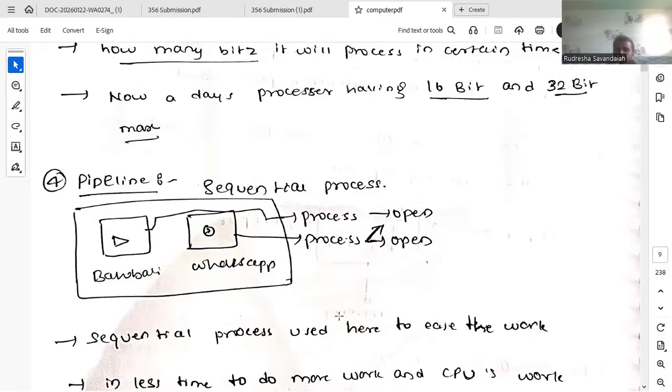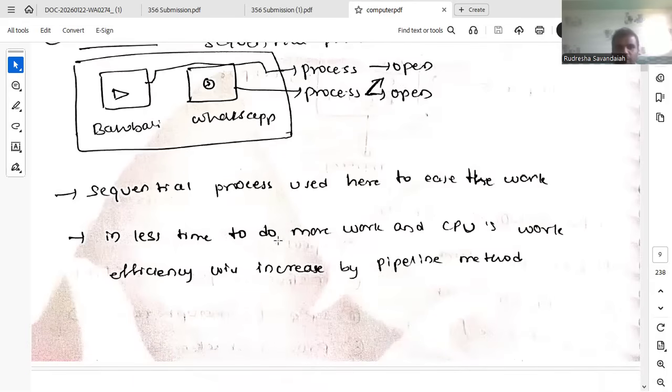Pipeline: the sequence of processing. Instructions are processed sequentially to make the work easier, to do more work in less time. CPU work efficiency is increased by the pipeline method.